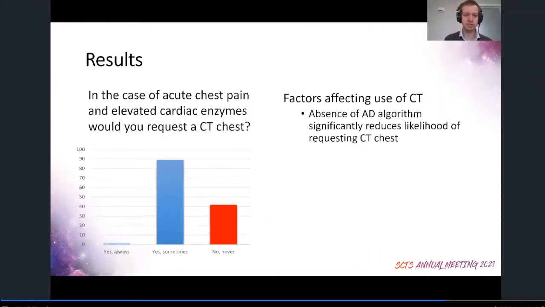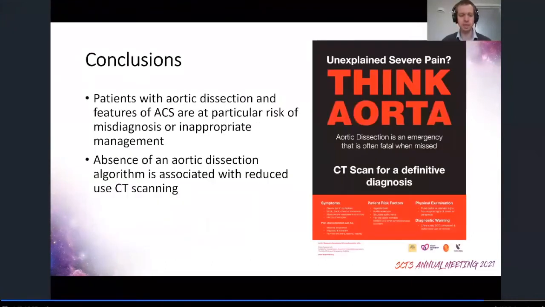In terms of investigation of chest pain, the CT chest is clearly the most important investigation required to make the diagnosis of aortic dissection. And we found that over 40 respondents would never request a CT chest in the setting of elevated cardiac enzymes and acute chest pain, which is not only associated with acute coronary syndrome, but also many cases of aortic dissection.